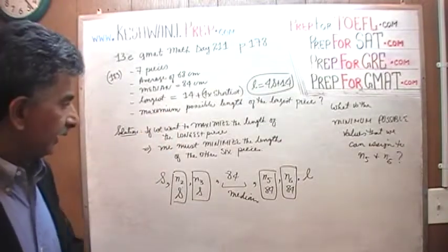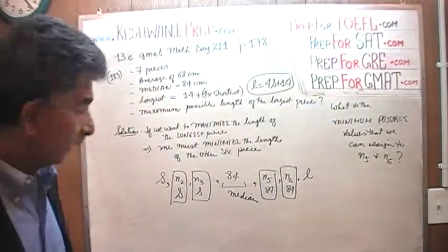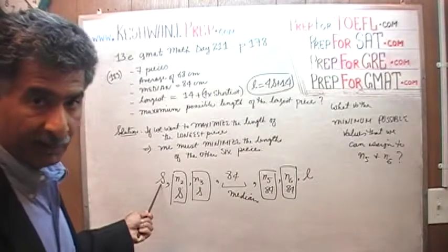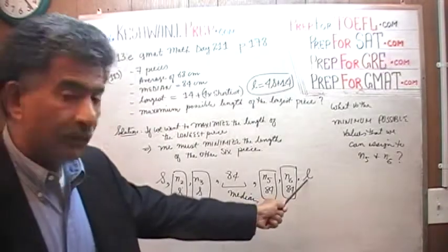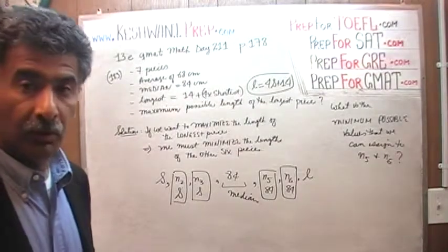There you go. That's it. We're done. Let's go for it. There are only 2 unknowns here. The 2 unknowns are the S, the length of the shortest piece, and the second unknown is the L, the length of the longest piece. We have 2 unknowns, we need 2 equations. Do we have 2 equations?